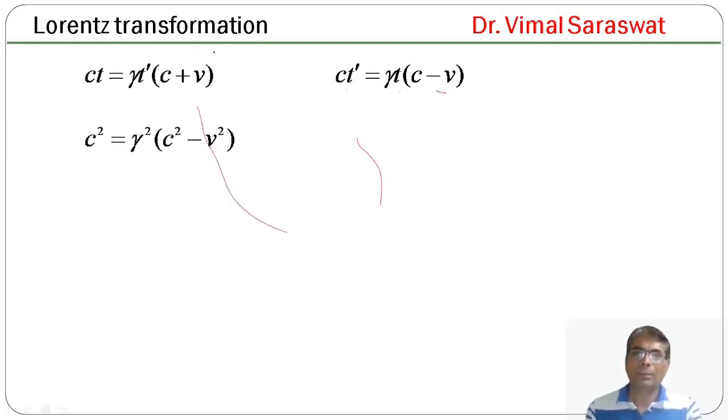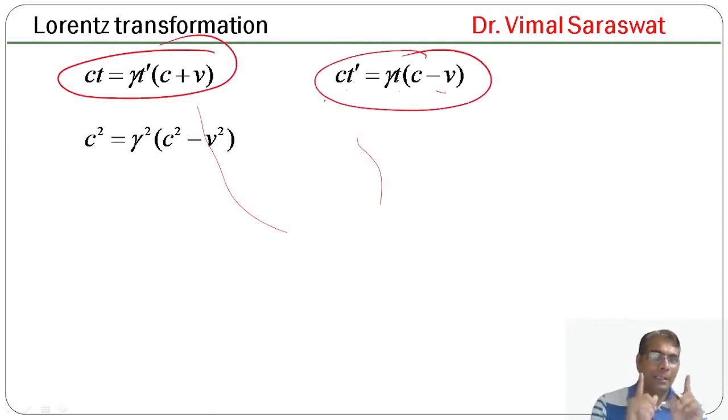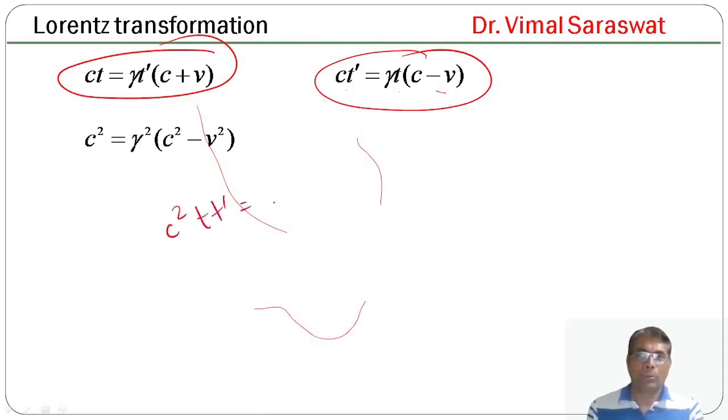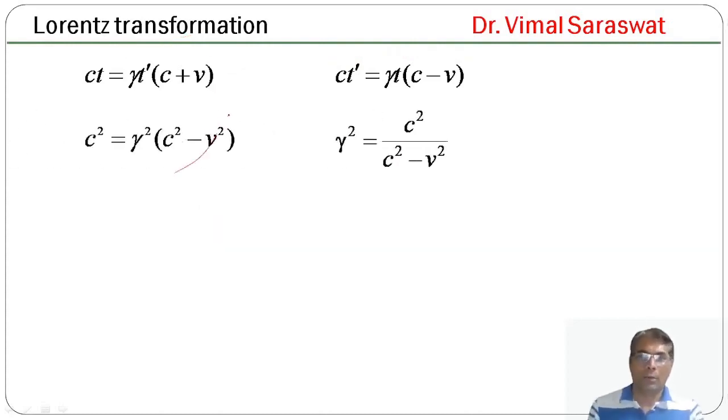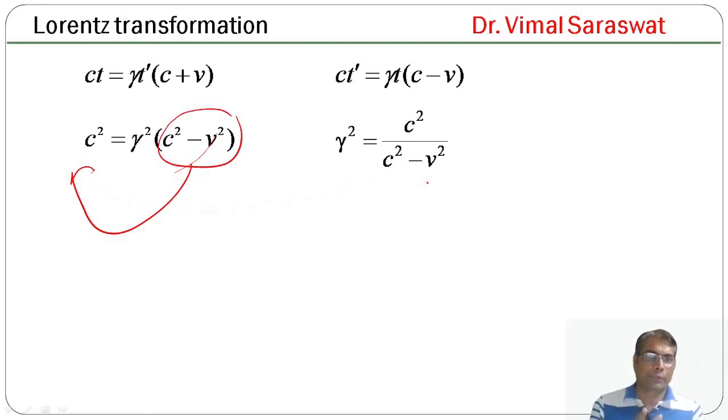If we multiply both equations, then c square t t dash equal to gamma square t t dash and in bracket c square minus v square. Now t and t dash will be cancelled out, so c square equal to gamma square into c square minus v square. Now we transfer this c square minus v square from here to here, so gamma square equal to c square upon c square minus v square.